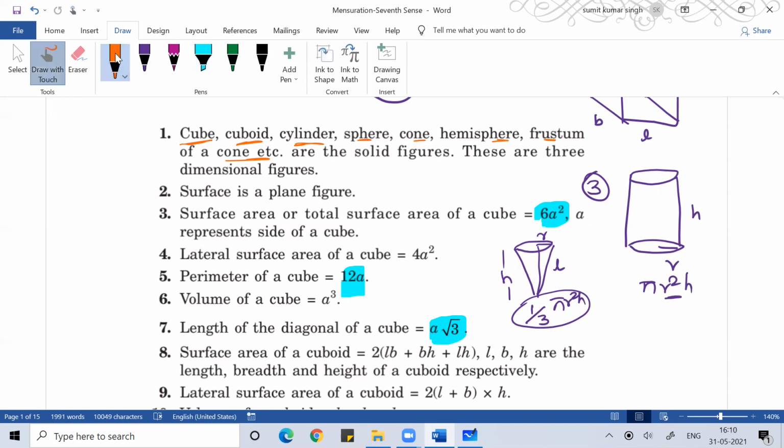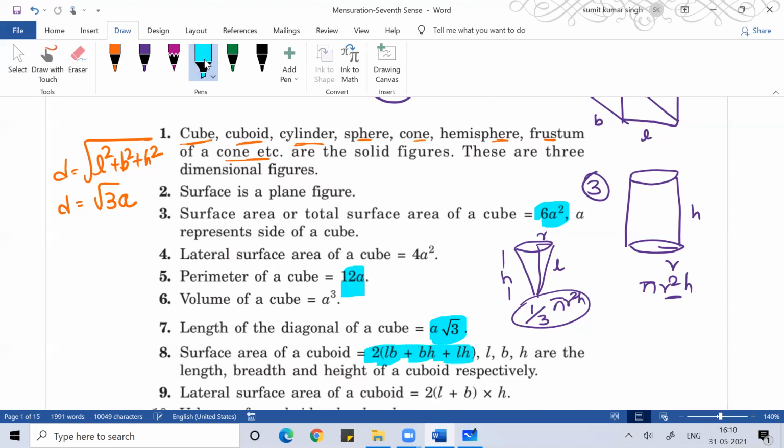In case of cuboid, the value of diagonal is under root of l square plus b square plus h square. In case of cube, the value of diagonal is equal to root 3 a, because l, b, h all are equal. The total surface area of cuboid we already discussed.